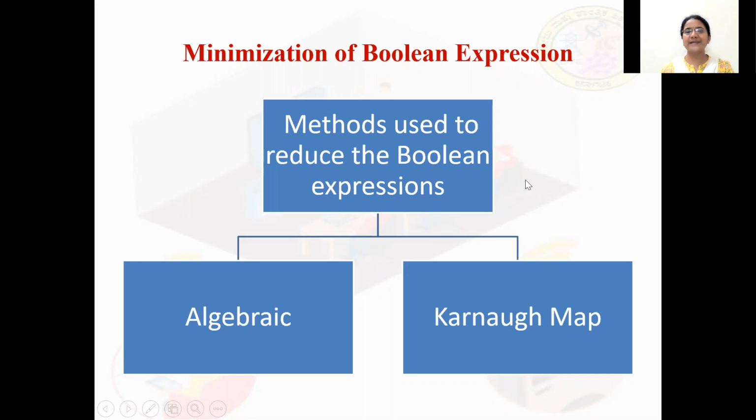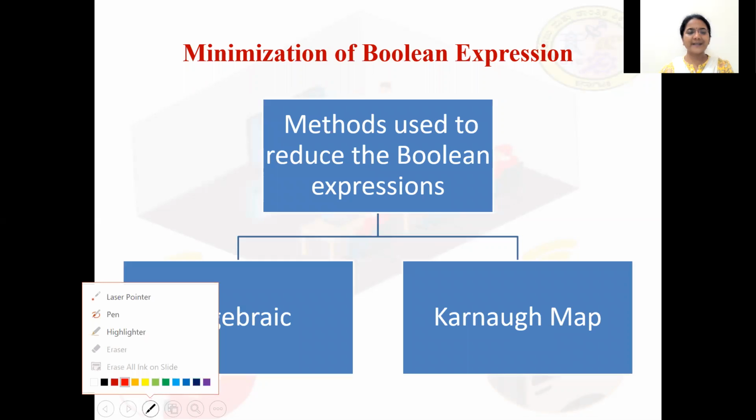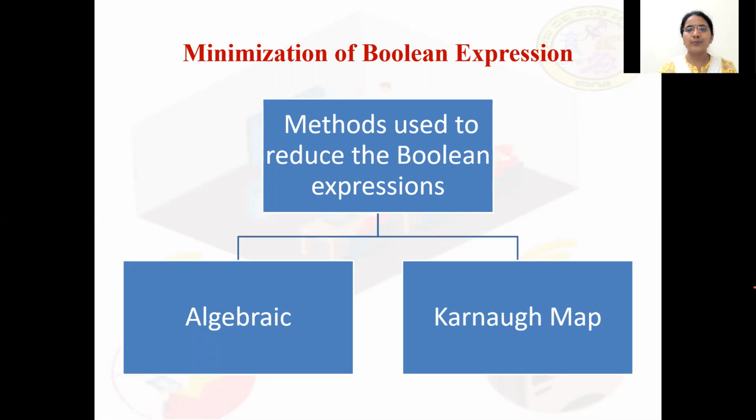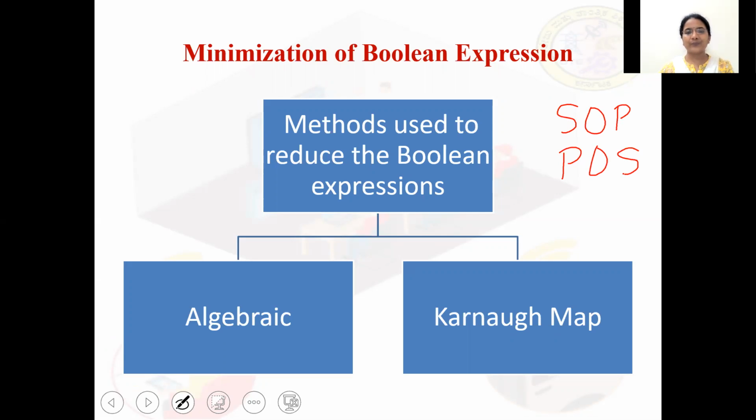There are two ways to write a Boolean expression. One is sum of product expression and the other one is product of sum expression. If your expression is canonical, then we require more hardware. So, in order to reduce the hardware requirement, we are going for simplification of Boolean expression. The one method that we have studied is the algebraic method of simplification.